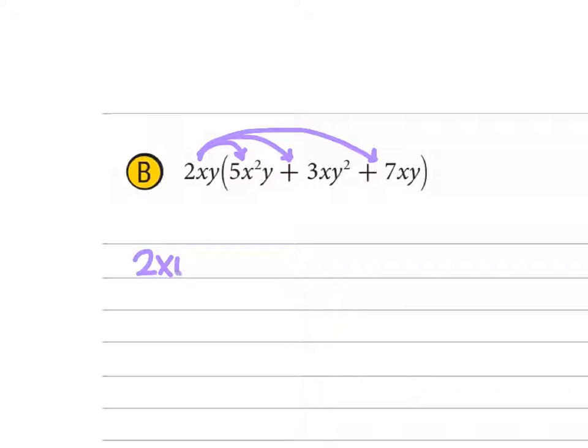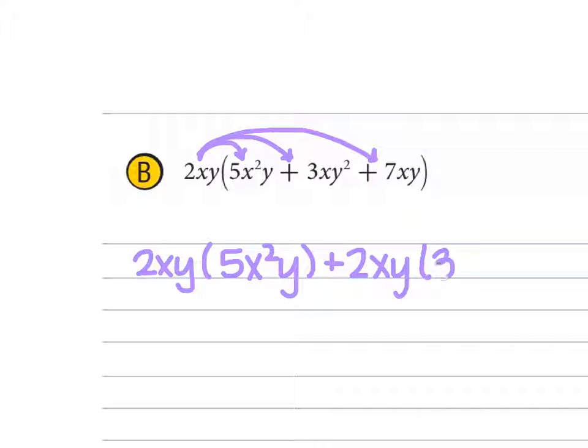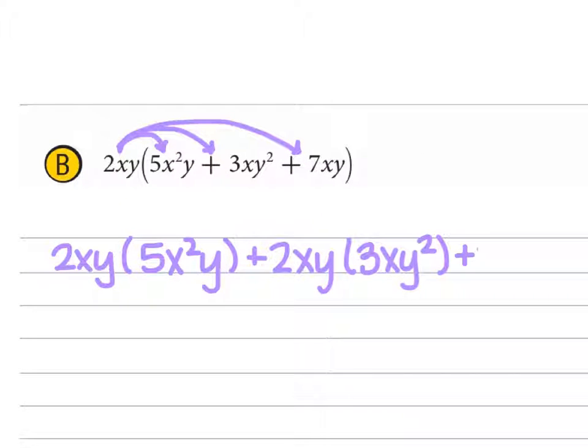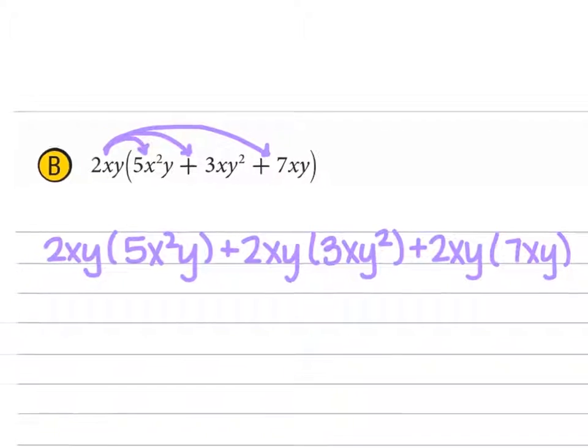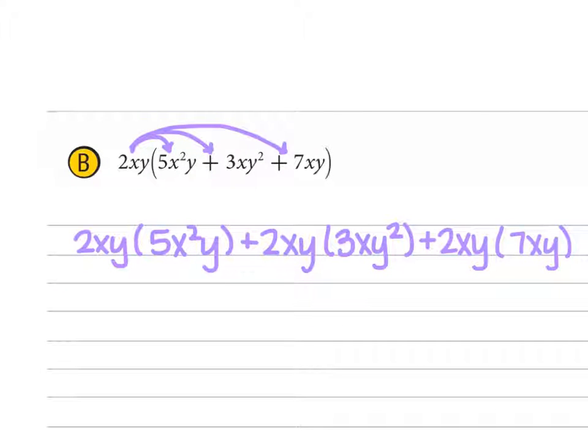So we have 2xy times 5x squared y. The 2xy is positive, so we're going to have plus 2xy times a positive 3xy squared. And then we have the positive 2xy times 7xy. So we're going to be multiplying now. The 2xy times 5x squared y.